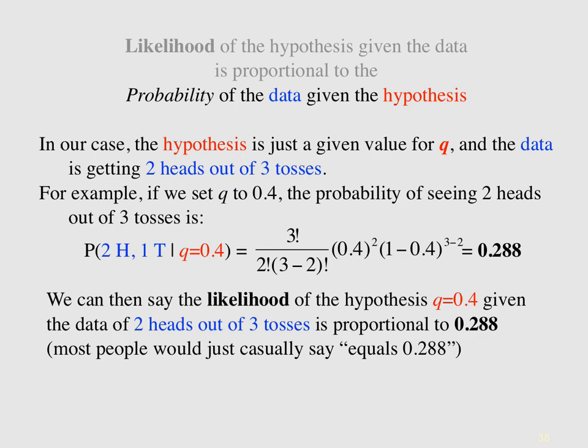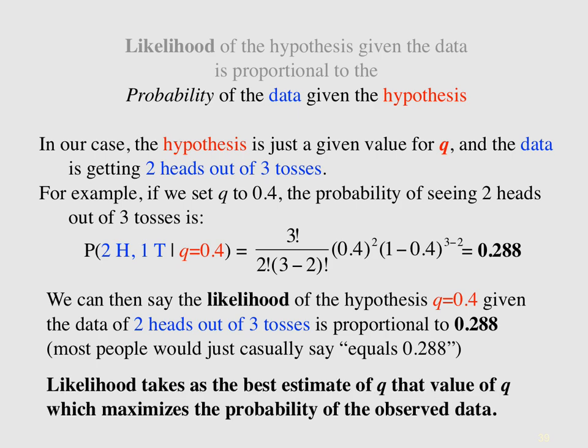So, we can then say the likelihood of hypothesis Q of 0.4, given the data, is proportional to 0.288. Colloquially, we'd probably just say equals 0.288. Okay. So, likelihood takes as the best estimate of Q the Q that maximizes the probability of the data. Right? I have the data. So let's take a value that makes it most likely to have gotten those data. Which makes sense.